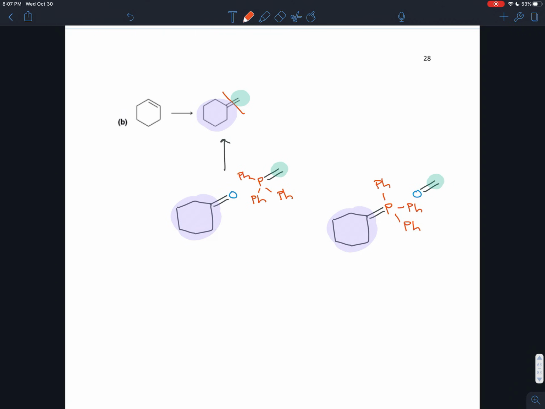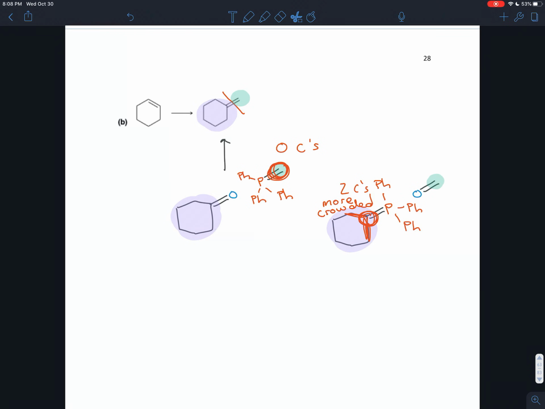When you're trying to choose between them and think about which one is better, you want to look at the carbon that's bonded to the phosphorus and ask yourself, how crowded is it? This carbon on the left is bonded to 0 carbons. The carbon that's bonded to the phosphorus on the right is bonded to 2 carbons. So the one that's bonded to more carbons is more crowded.